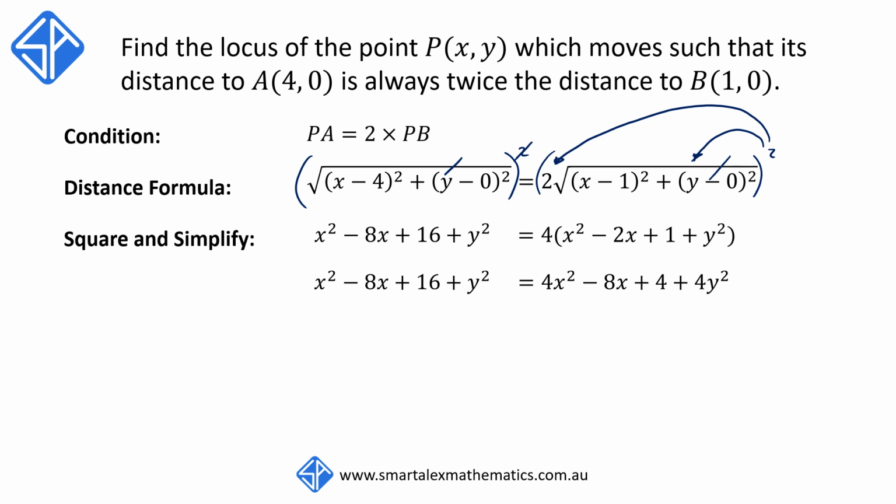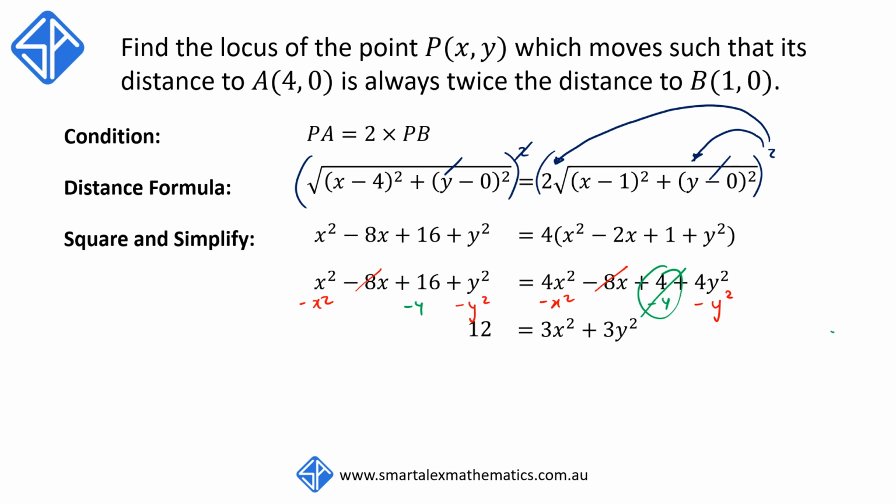Now we're going to tidy up this expression a little bit. So we've got the minus 8x on both the left and the right-hand side, and that will cancel out. We're going to bring the x squared over to the right, so we're going to subtract x squared from both sides. We're also going to get rid of the y squared on the left as well, so we're going to subtract y squared on both the left and the right-hand side. And we're going to subtract the 4 from both the left and the right. This will cancel out the 4 here, and this will simplify to the left-hand side being 12, and on the right-hand side we've got 3x squared plus 3y squared.